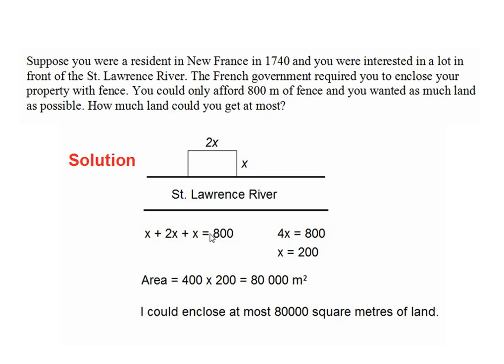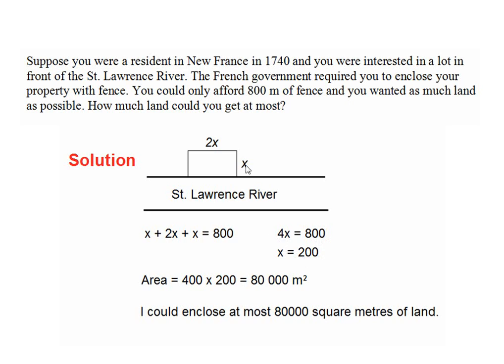And then collect like terms. 4x is equal to 800. So x is equal to 200. You move this 4 from the top of the left to the bottom of the right. So 800 divided by 4, you get 200.